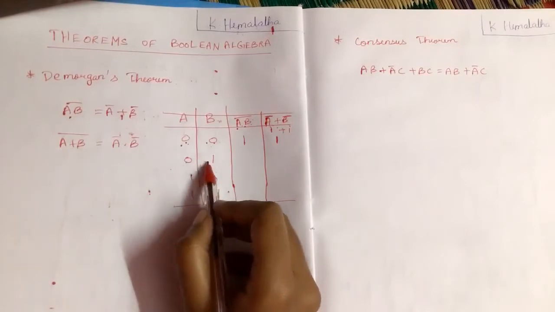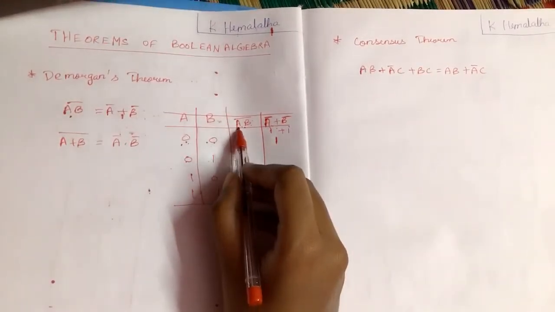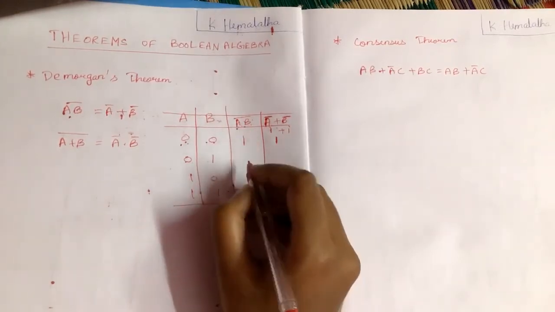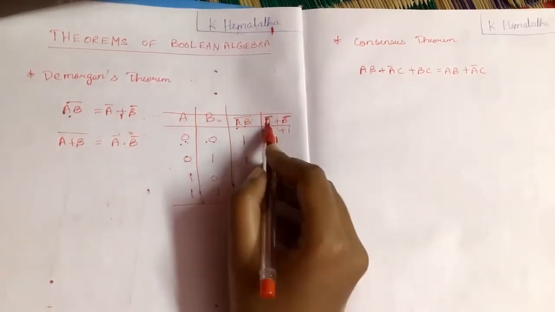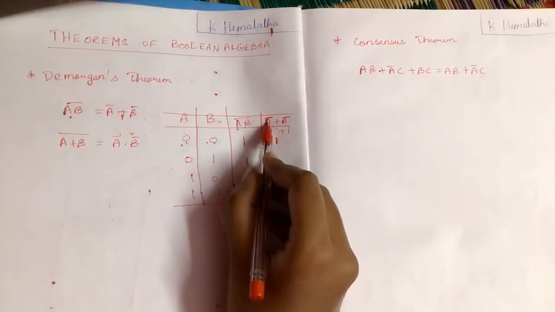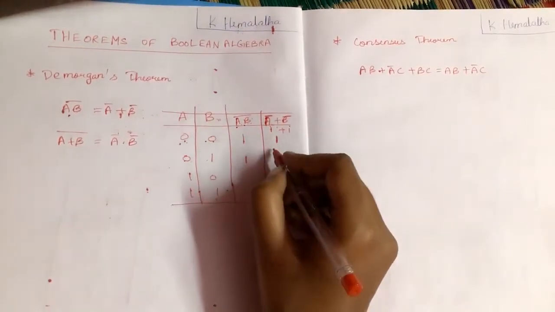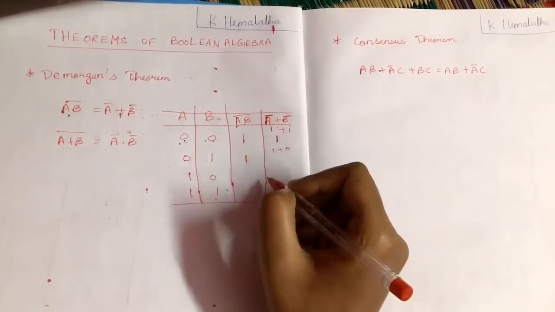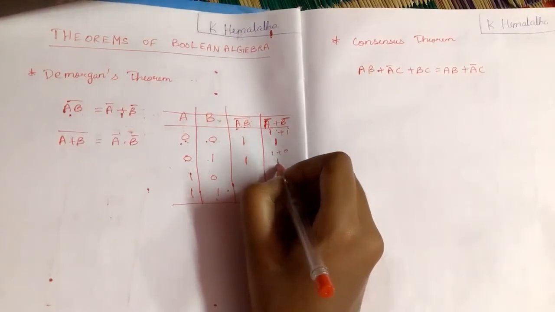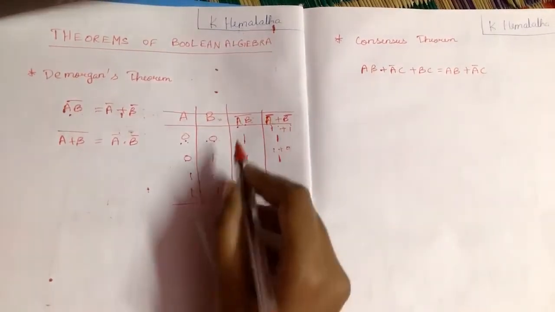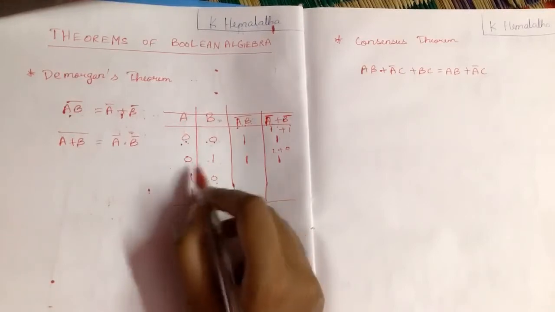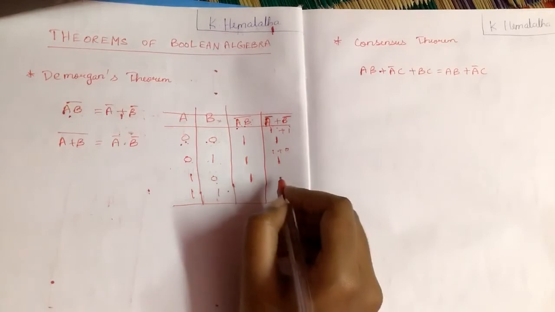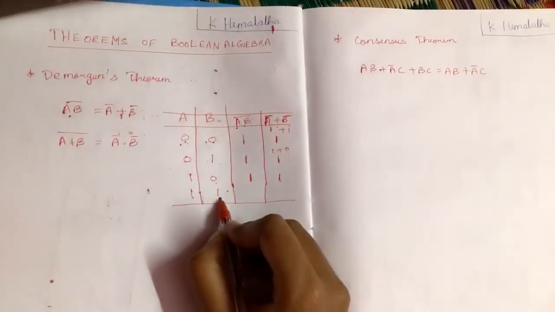Again, apply this for 0 and 1. I am applying 0 here, and 0 into 1, what will we get? 0. The complement of that I will get as 1. Again apply here: the complement of 0 is 1, plus B complement is 0. So 1 plus 0, I will get 1. Next I am applying 1 0, the same way in the opposite manner for A and B. So for this also I will get 1 and 1. Now we will apply 1 and 1.